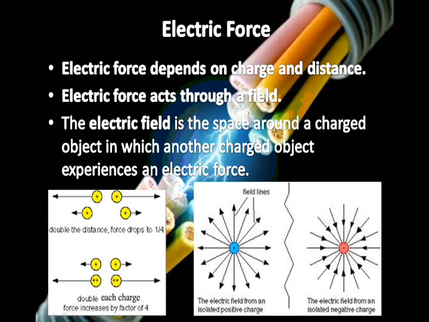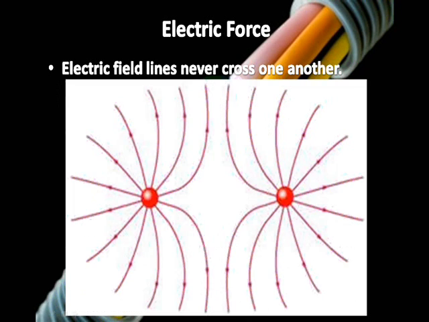So you can see the field lines drawn for an isolated positive charge and an isolated negative charge. And one important thing to remember is that electric field lines never cross one another. Okay, they never cross one another. Once they come close, they're going to bend like you see in this picture to stay away from one another.